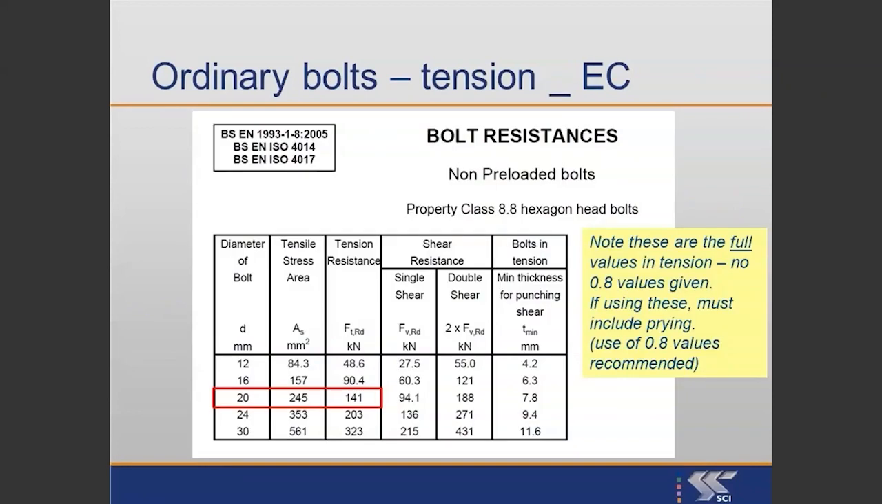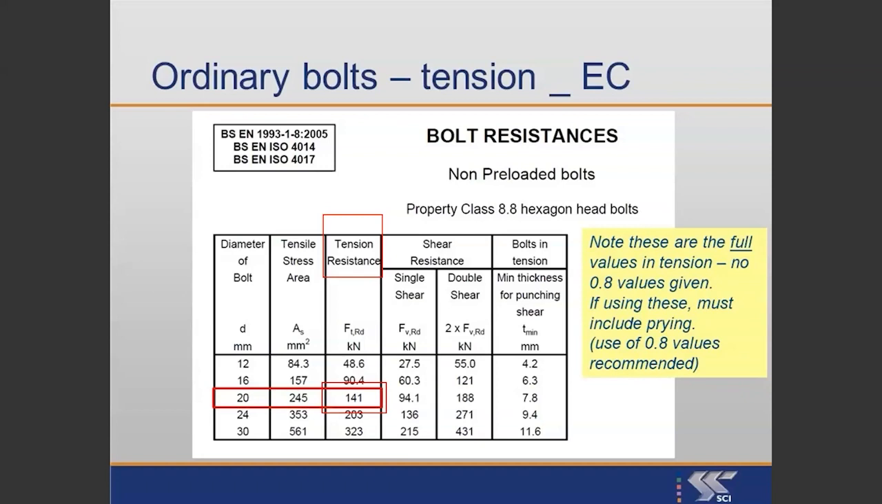So now a huge word of warning, ladies and gentlemen, because if you do look in the Blue Book or pretty much any other resources that tell you about bolt shear and bolt bearing, and in this case, bolt tension, the various resistances, notice that the tension resistance here, and this is from the Blue Book, is the, in inverted commas, full value, highlighted at the bottom now, of 141 kilonewtons. So if you're going to use this tabulated value of 141 kilonewtons, then you should be including prying in your assessment of the bolt force.